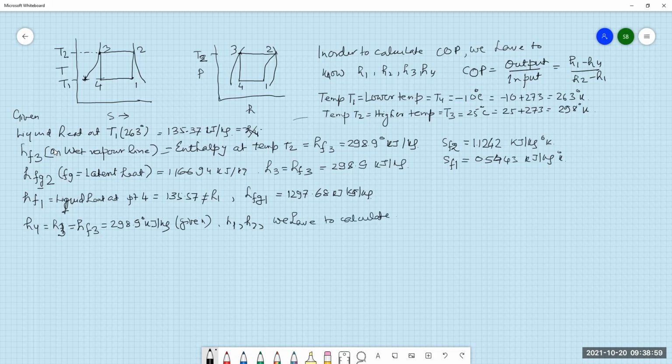So this is the point, enthalpy here, and at the point here, entropy we are supposed to find. Now, to do this problem, at point 4 and point 1, both are in the wet region. So both HF4 and HF1 are a mixture of wet vapor and liquid. It has a certain fraction in vapor form and a certain fraction in liquid form.